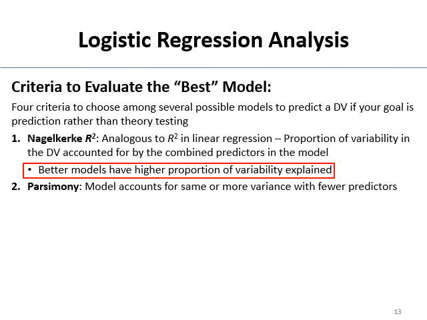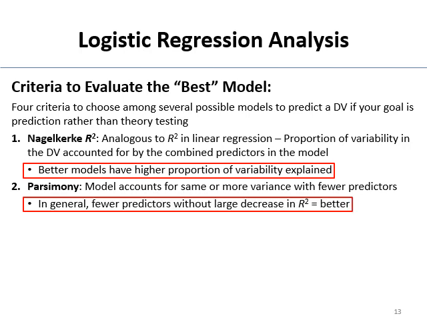So parsimony again, models that account for the same or similar variance with fewer predictors might be a better model. So that's the same as linear regression as well. In general, fewer predictors without a large decrease in your Nagelkerke R squared is better. Again, we have practicality.